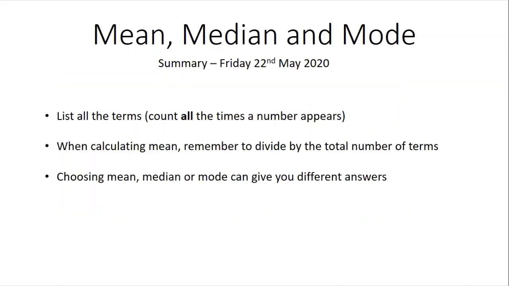So to summarise, the main things we need to remember when we're calculating averages, we need to list all the terms, and that means count all the times a number appears, not just once for each number. When we're calculating the mean, we need to remember to do the dividing sum, which some people forgot. And really, really crucial, finally, choosing the mean, the median, or the mode can give you different answers. And sometimes when we're choosing which one to use, we can choose the one that suits what we want the data to say.